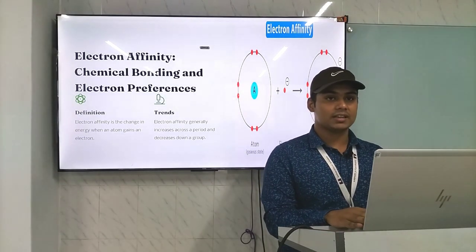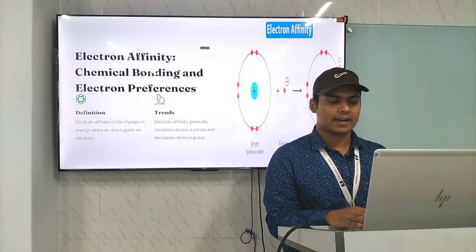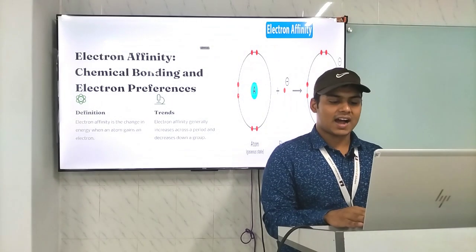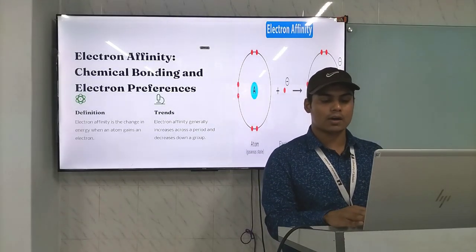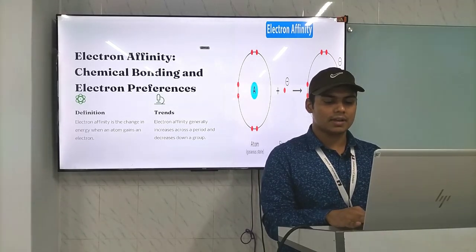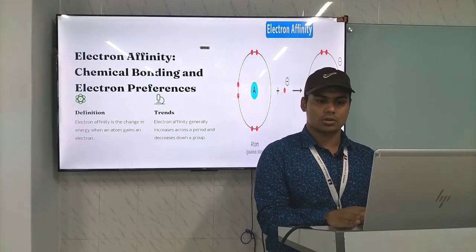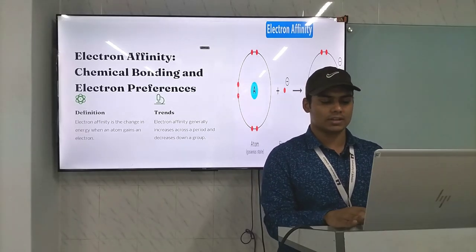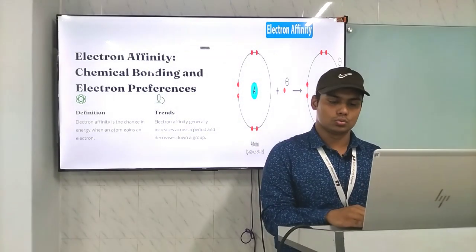Electronegativity. Electronegativity is an atom's ability to attract electrons when forming a bond. Across a period, electronegativity increases. Elements like fluorine have high electronegativity because they strongly attract electrons. Down a group, electronegativity decreases. Elements like cesium have low electronegativity because they don't attract electrons as strongly. A simple way to remember this is that non-metals like oxygen and fluorine attract electrons strongly, while metals like sodium and potassium do not.